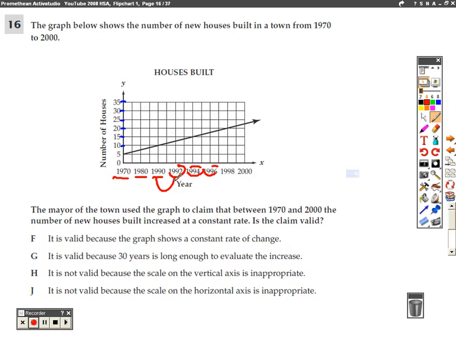Therefore, we can make no real conclusion or no claim based on this graph because the scale on the horizontal axis is inappropriate.